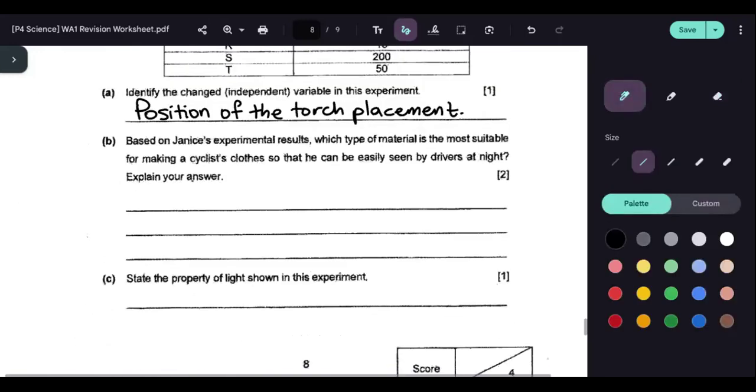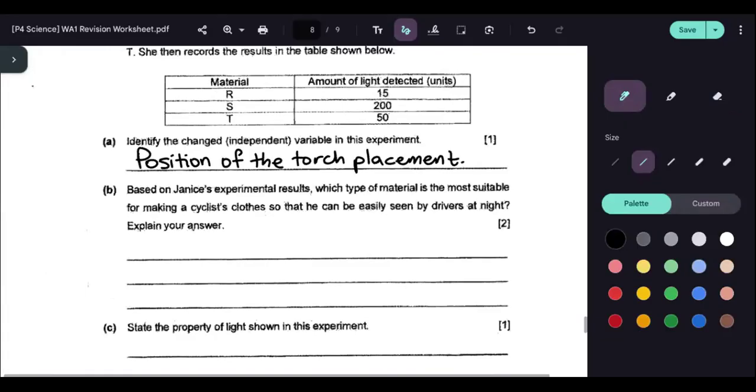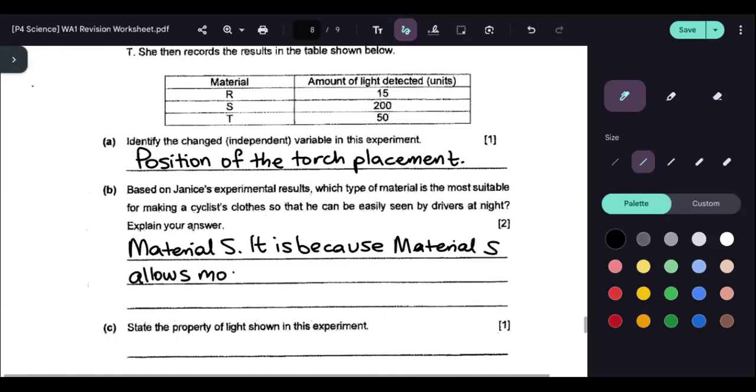Next, based on Janice's experimental results, which type of material is the most suitable for making a cyclist's clothes so that he can be easily seen by drivers at night? This should be material S, and then use your finding to explain your answer. So it will be, it is because material S allows most light to be passed through.